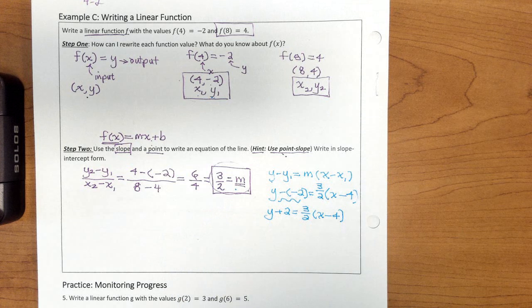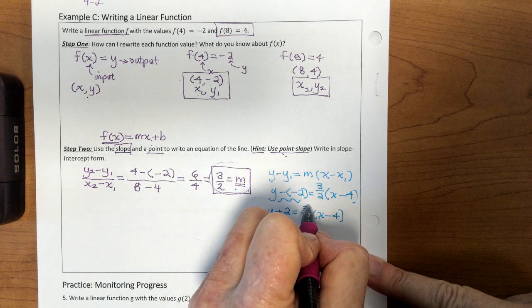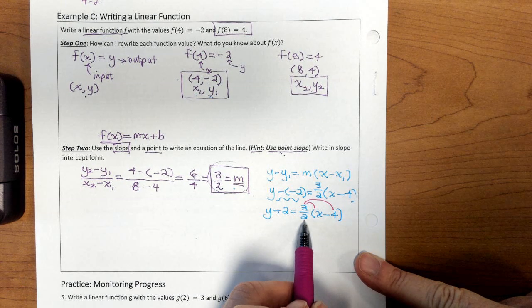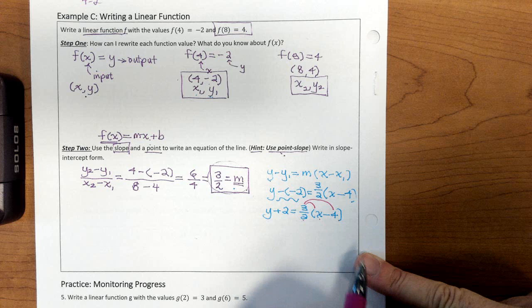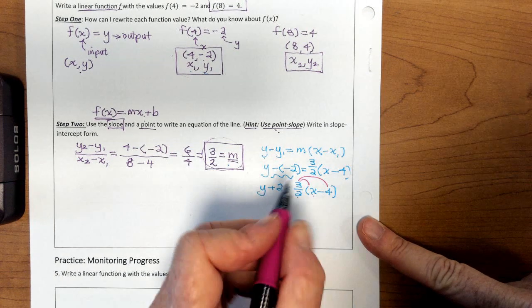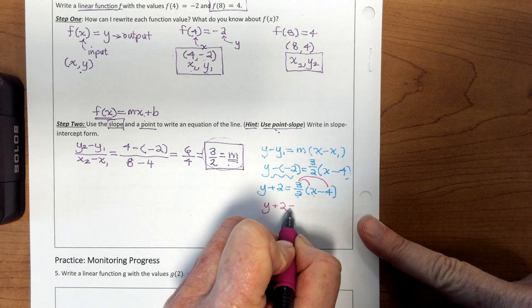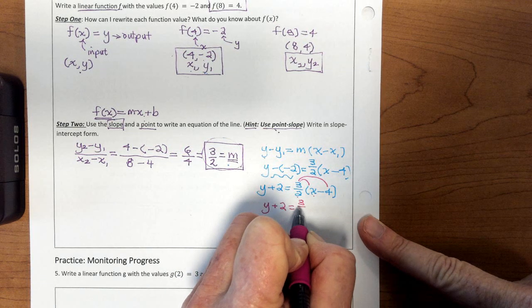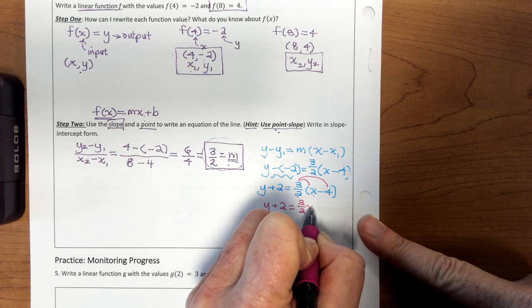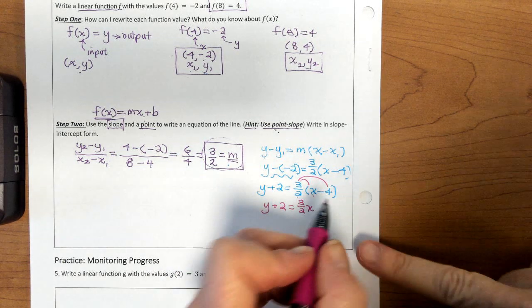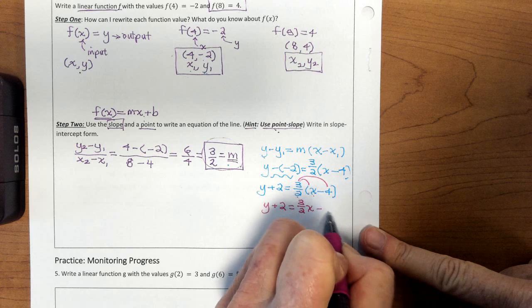And I'm going to continue now to distribute, which means I'm going to multiply 3 over 2 by x and 3 over 2 times negative 4. What do I get? I get y plus 2 is equal to 3 over 2x. And now I'm going to multiply 3 over 2 times 4, which is minus 6.